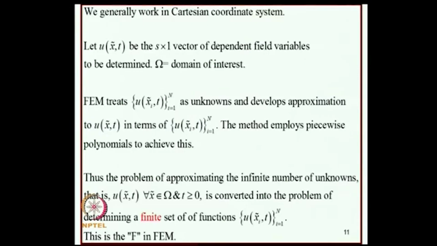So, therefore, the problem of approximating the infinite number of unknowns, that is u of x tilde comma t for all x tilde belonging to omega and for all t greater than or equal to 0, is now converted into the problem of determining a finite set of functions u of xi tilde comma t, i running from 1 to n. So, this is what makes the name finite in finite element method. This is what this aspect of the solution contributes to this nomenclature.